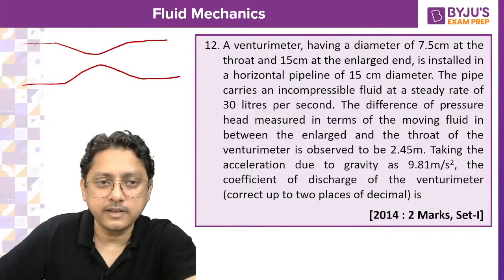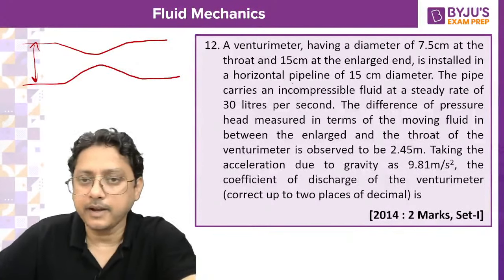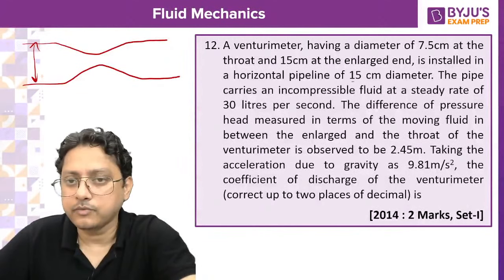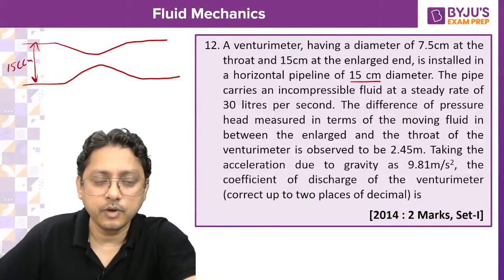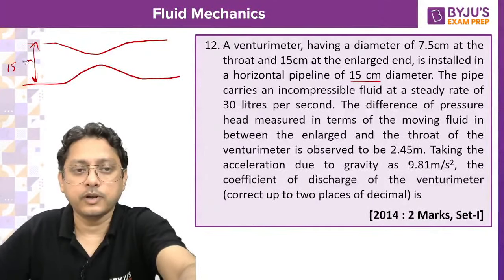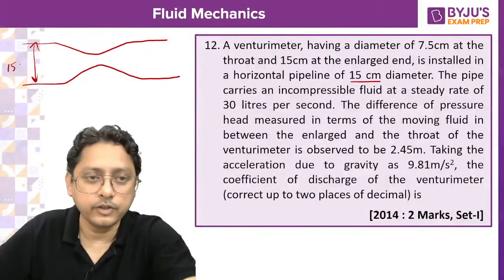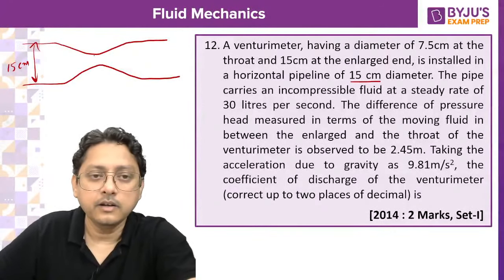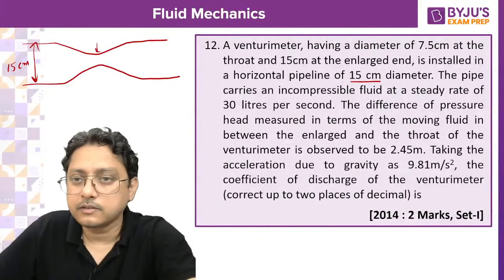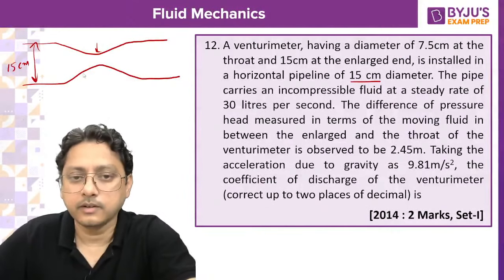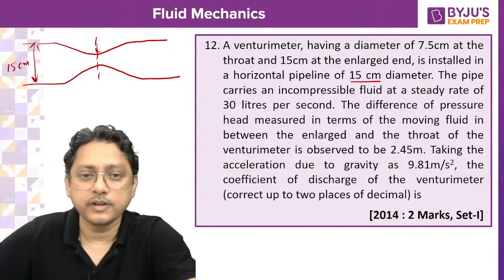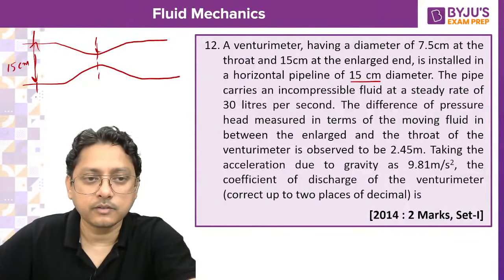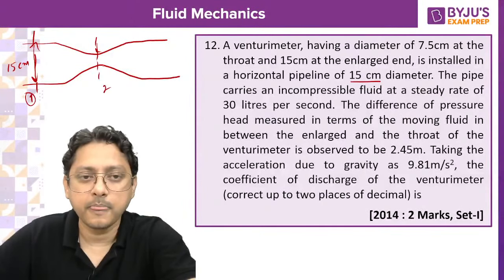So at the enlarged end, the diameter he is saying is 15 centimeter, installed in the horizontal pipeline of 15 centimeter, of course. At the enlarged end, whatever the diameter will be, it will be the diameter of your pipe only, isn't it? Through which you are going to connect your venturimeter. Then at the throat, the diameter is given as 7.5 centimeter only. Let us say these 2 points as 1 or 2, or x or y. Here it is 7.5 centimeter.